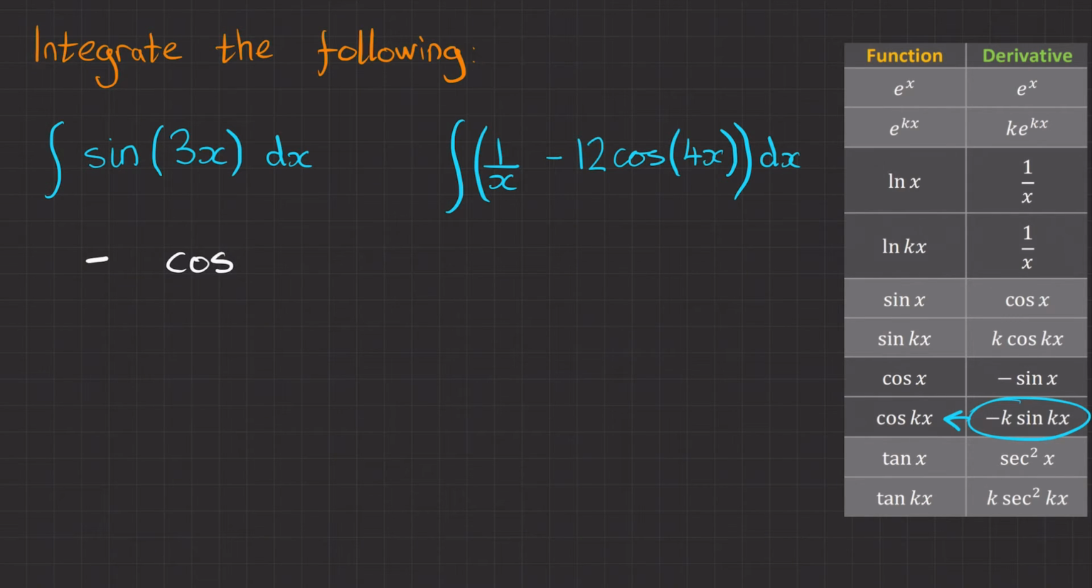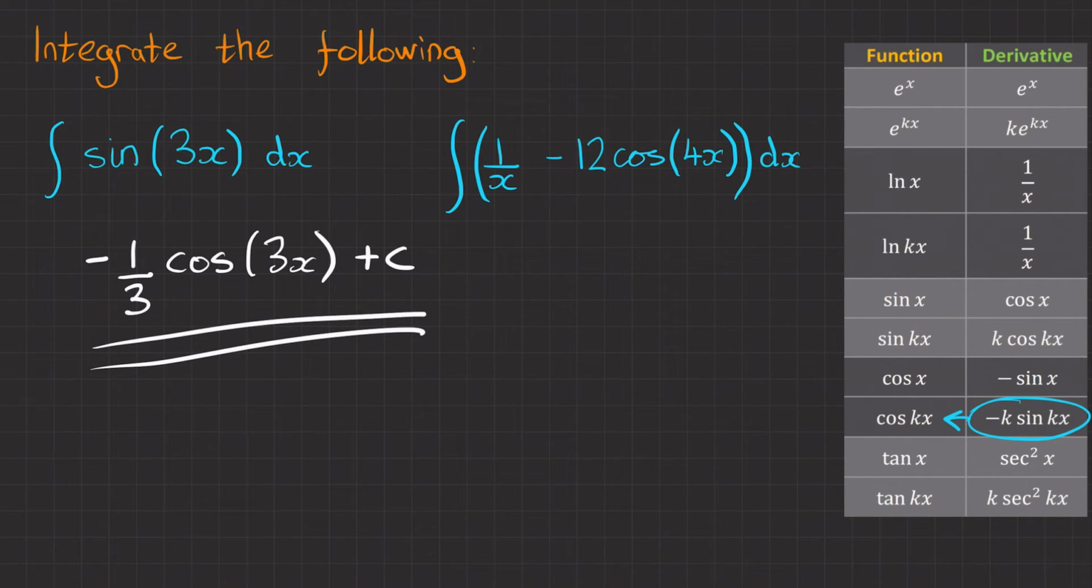3x in the cos function stays the same, so we've got 3x. Then looking at this constant in terms of k, well, if this constant multiplies by the whole thing, if we're going backwards, we're going to have to divide the whole function by k. So this will be divided by 3, so 1 over 3. So we've got minus a third cos 3x plus c.